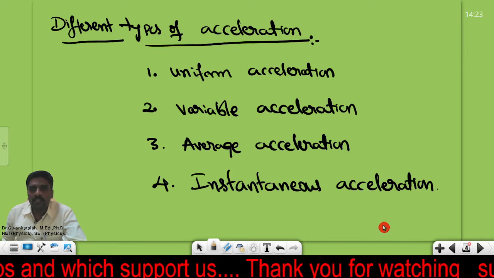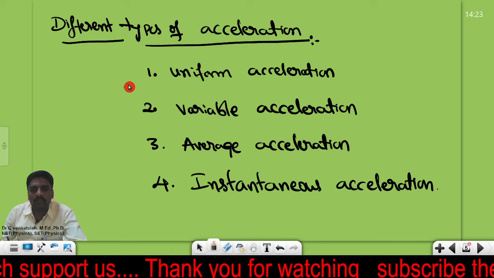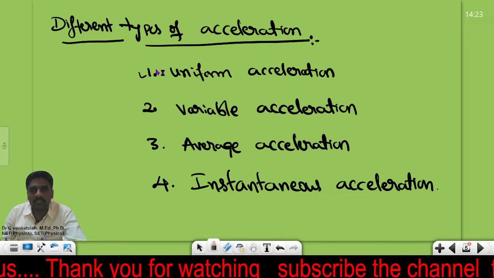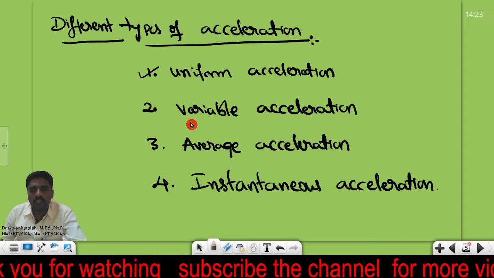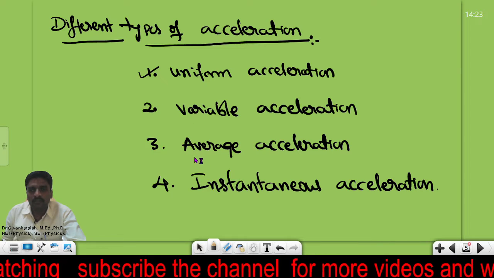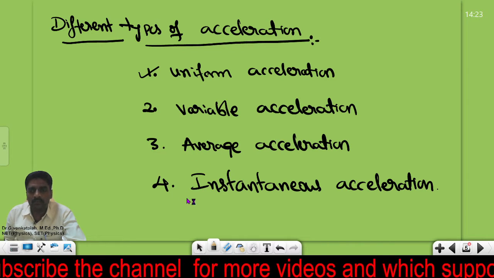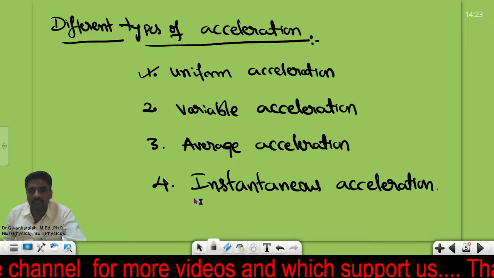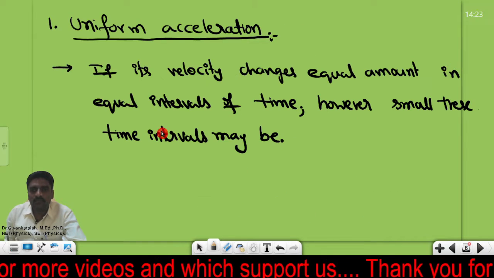Now, let me go to the types of acceleration. There are mainly 4 types of acceleration. One is the uniform acceleration, another one is the variable acceleration, the third one is the average acceleration, and the fourth one is the instantaneous acceleration. Let me go through each one separately.